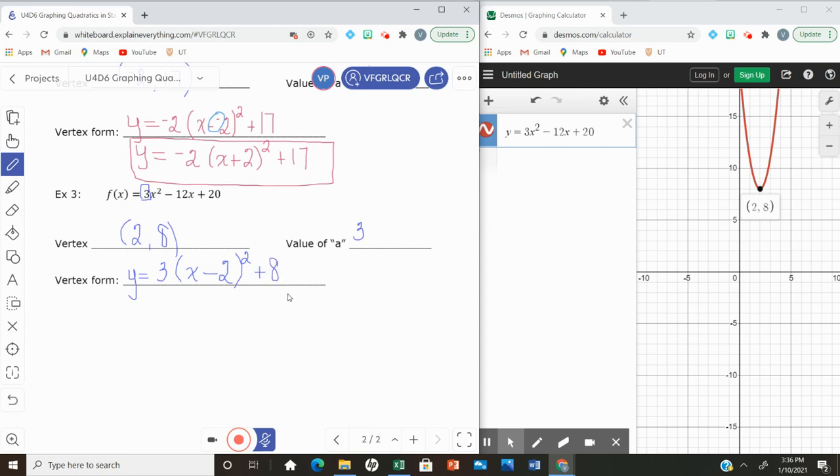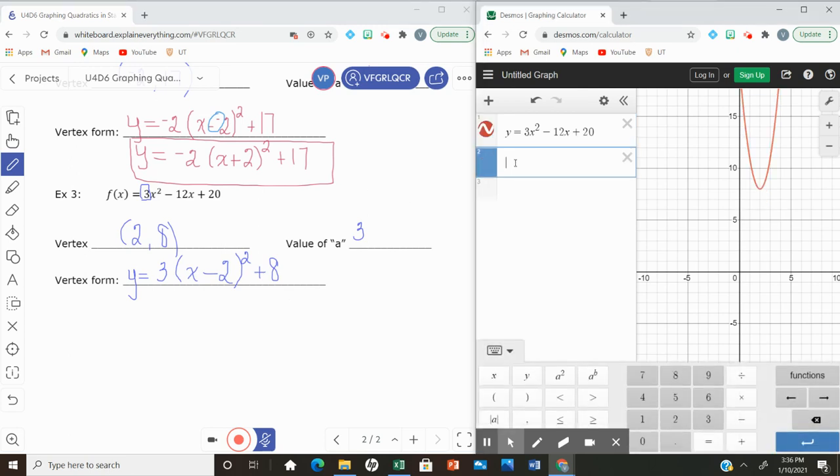And again, something to just kind of check it, you can go back over here in your graphing calculator and type in what you just wrote. So we're going to type in, or if you want the y equals on it, we can definitely do that. Y equals 3, okay, parentheses, x minus 2, close the parentheses, and we're going to square it, plus 8. And did we end up with the same graph? Yes, we did. So you can definitely check if you've typed it or if you've written your vertex form from your standard form correctly, okay?